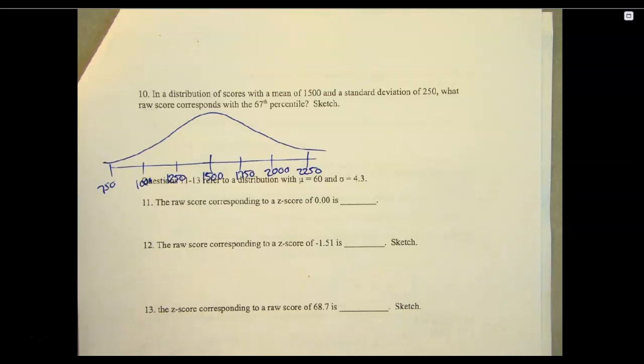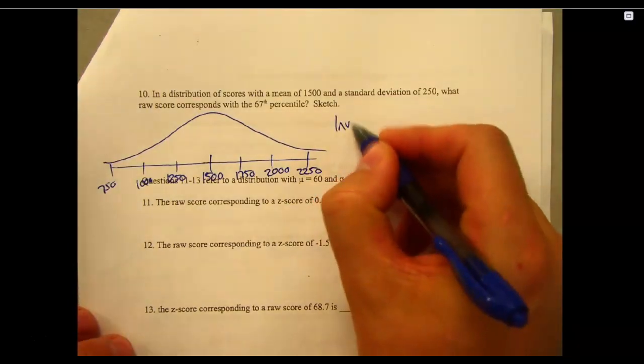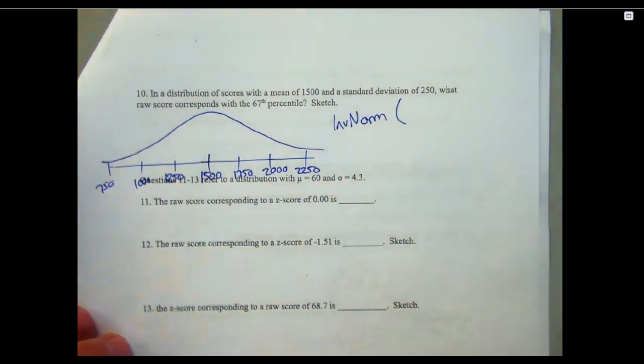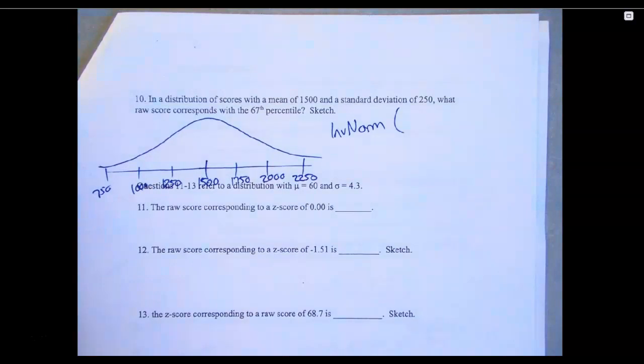Are you looking for the percent or did I give you the percent? I gave it to you. So if I give you the percentage, you're using inverse norm. Normal CDF finds percents. So if I already have it, I gotta go backwards and do the inverse or the opposite. Inverse norm.